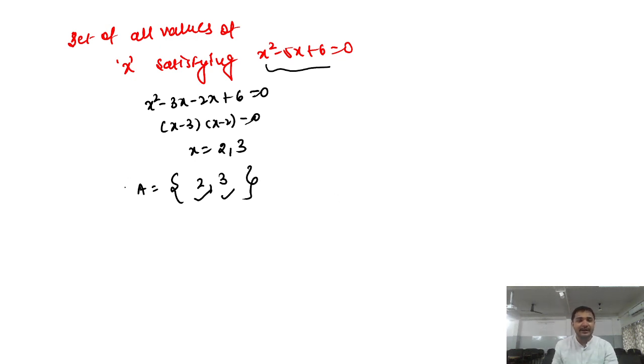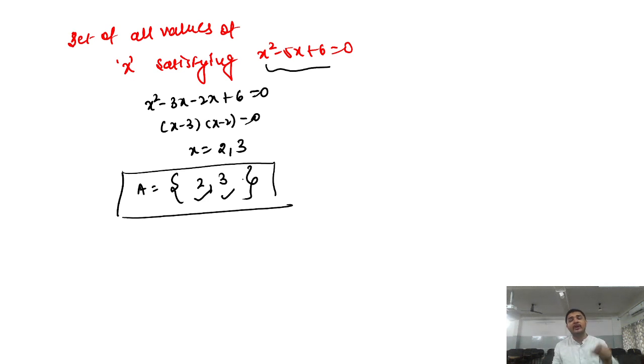That means curly braces indicate that the entries inside the set will be our answer. That is what curly braces indicate. Yes, next, now we'll be talking about the small bracket.